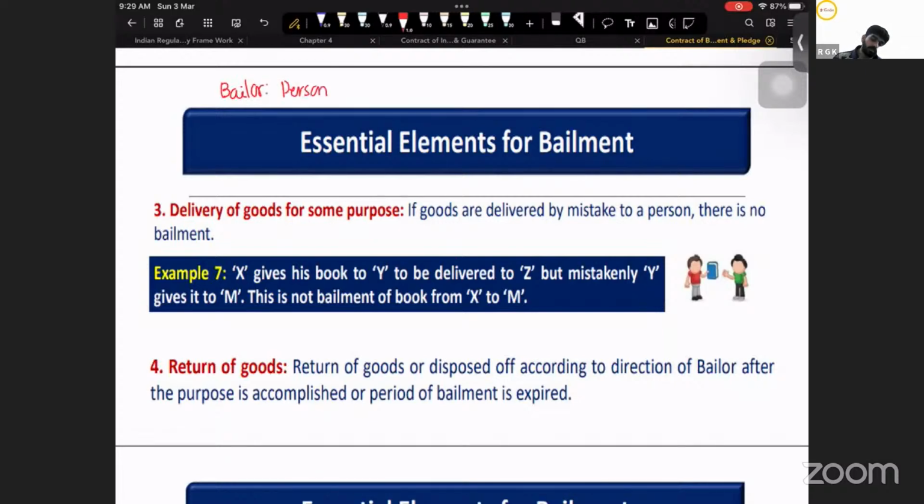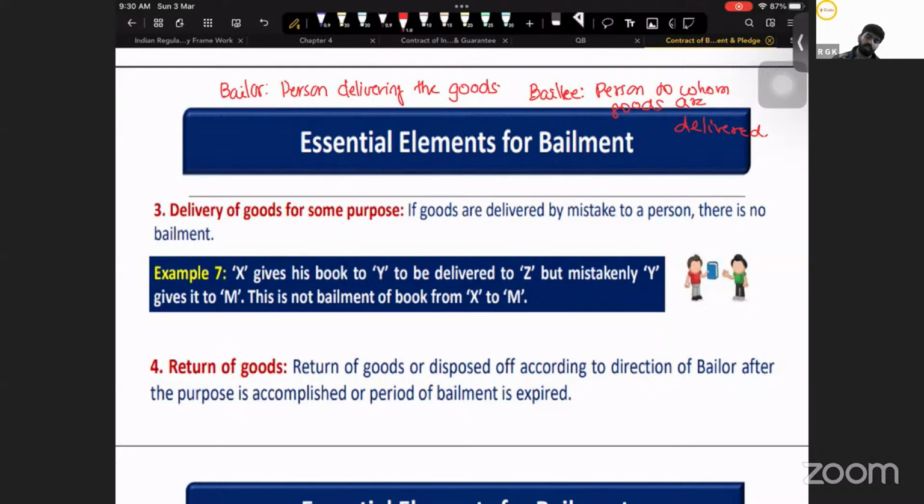Person delivering the goods is called as bailer. Person to whom goods are delivered is called as bailee.